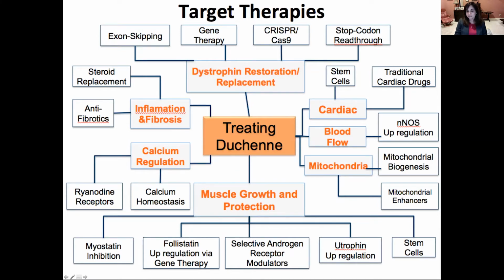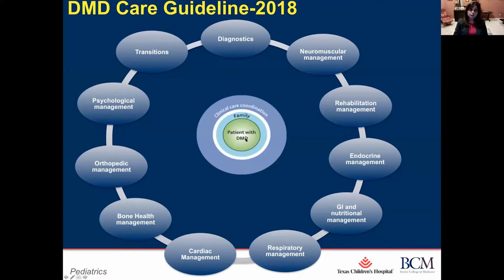Utrophin is similar to dystrophin, which is present in early life. So if we replace dystrophin with utrophin, it's going to have the same function, and it will protect against further progression of disease. And there are trials going on with that too. Stem cell has been tried also for muscle growth and protection, which didn't have a good outcome in the clinical trial.